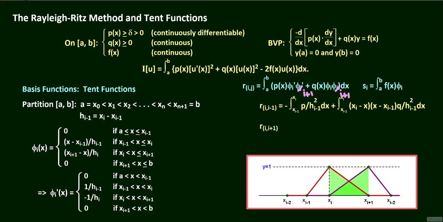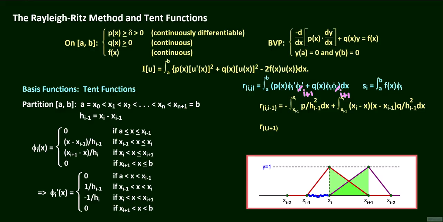We now set j equal to i plus 1. The integral of p times phi sub i prime times phi sub i plus 1 prime and the integral of q times phi sub i times phi sub i plus 1 on the interval from x sub i minus 1 to x sub i are both 0 since phi sub i plus 1 and phi sub i plus 1 prime are 0 on this subinterval.